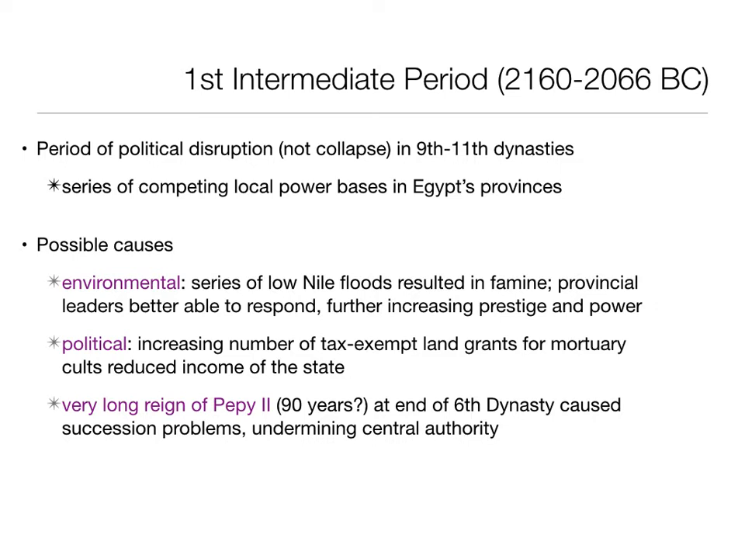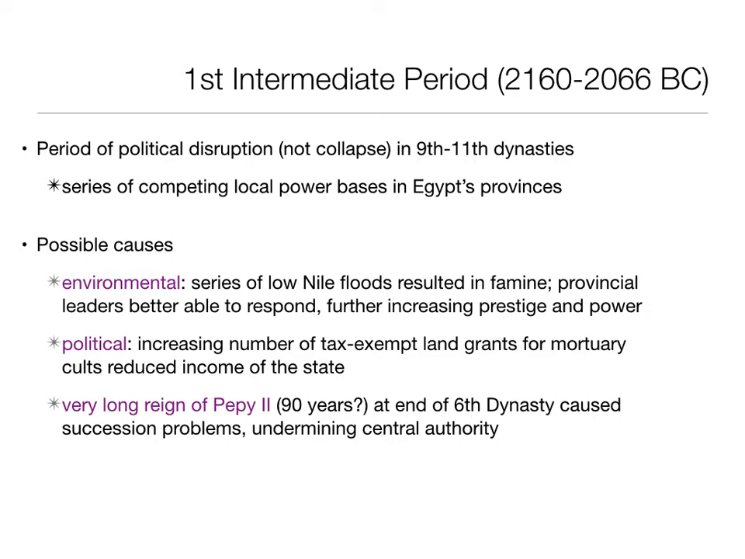So in this First Intermediate Period, there seems to be some political disruption that is marked between the 9th and 11th dynasties. Power bases are competing for power. And so what led to the downfall of the Old Kingdom? There's a number of different things going on, and they all create a perfect storm for the dissolution of power.